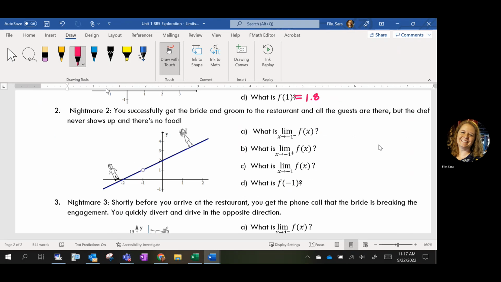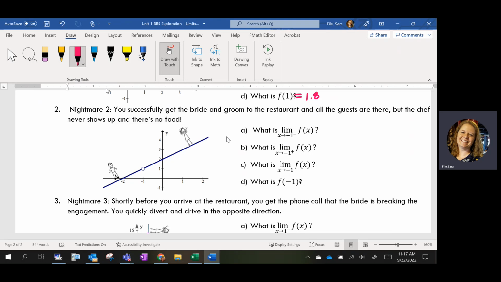All right. Scenario number 2 is you successfully get the bride and groom to the restaurant with all the guests, but the chef doesn't show up. Okay, so we're looking for as x approaches -1 is the limits we're looking at. So our groom, as he gets closer and closer and closer to x is -1, what y value is he getting closer and closer and closer to? 1. Good.